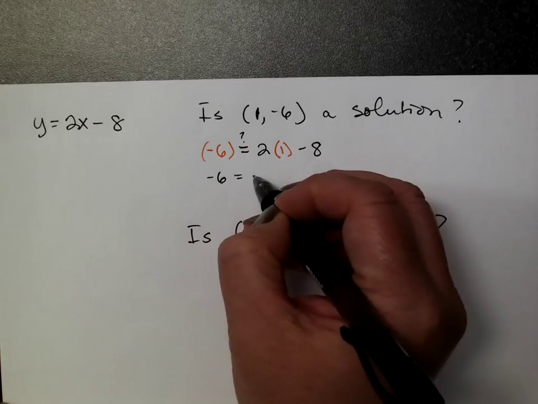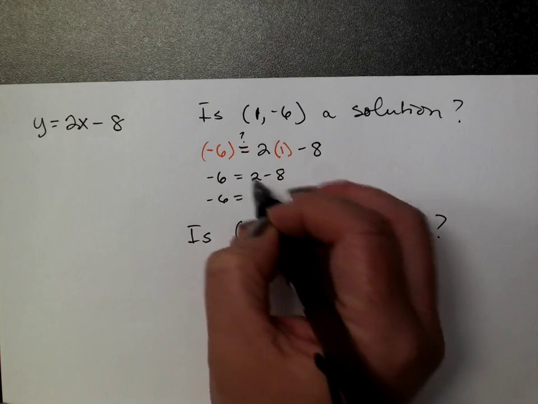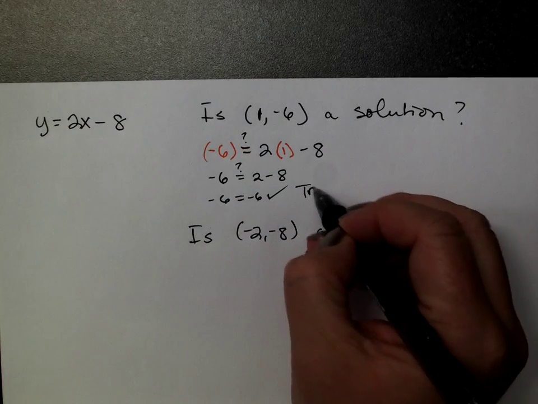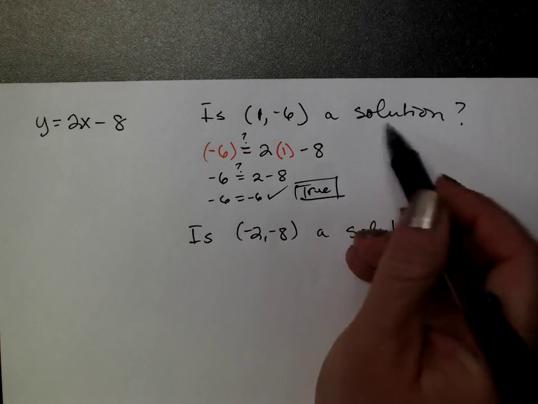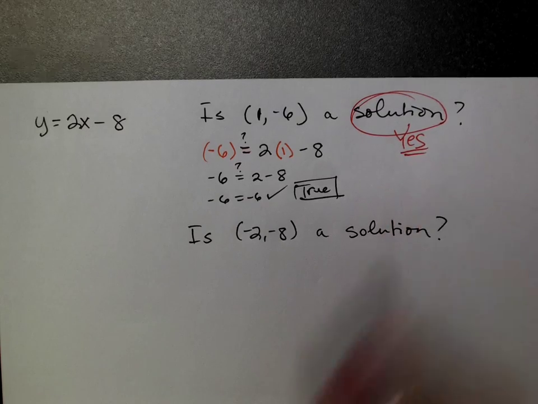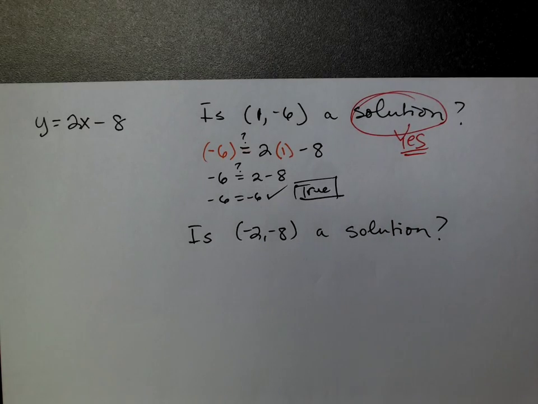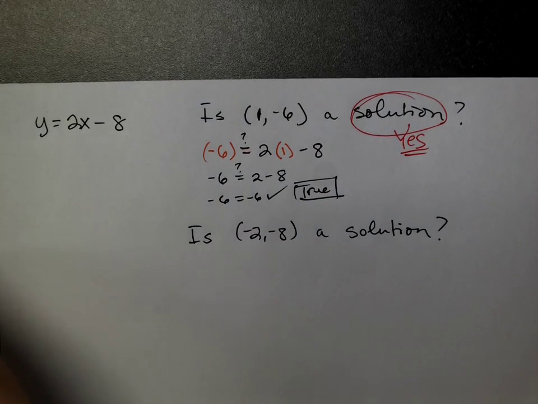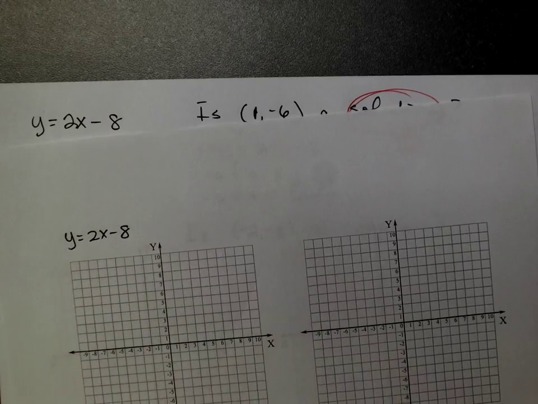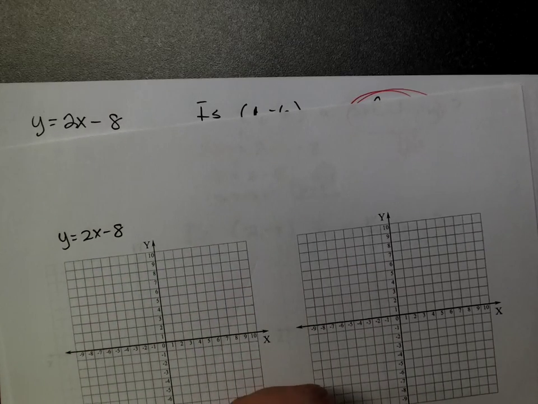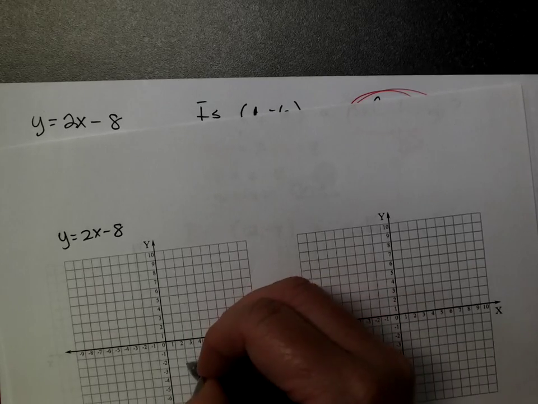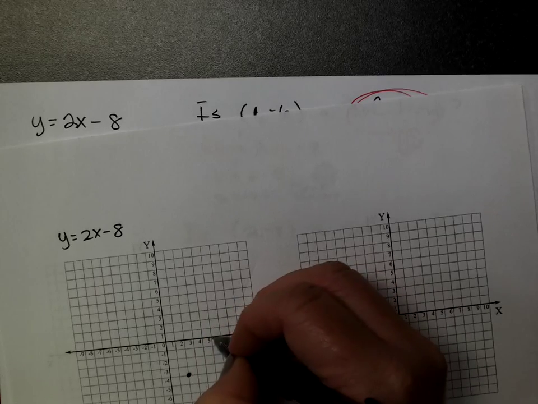We've got negative 6 equals 2 minus 8. Negative 6 is equal to negative 6. That makes a true statement. That true is not the answer. True means that this is a solution. And let me go back to our graph of y equals 2x minus 8, where we had (negative 1, negative 10), (0, negative 8), (2, negative 4), and (4, 0).